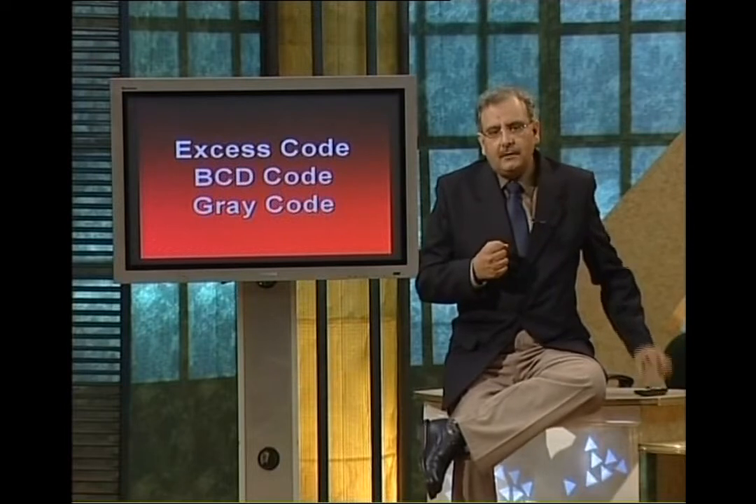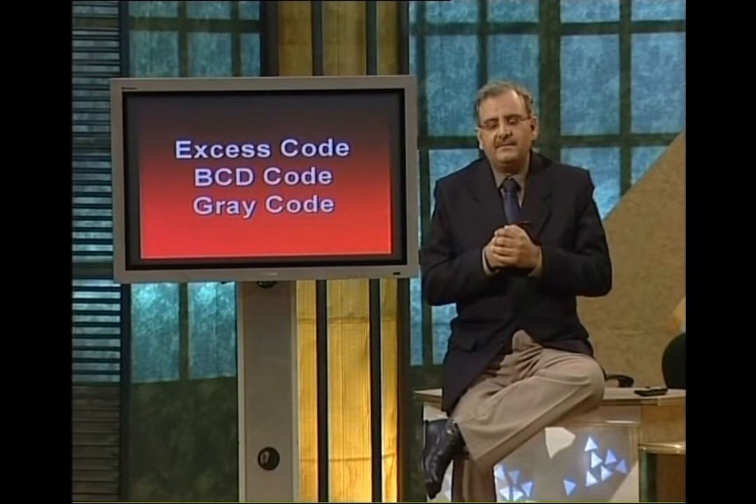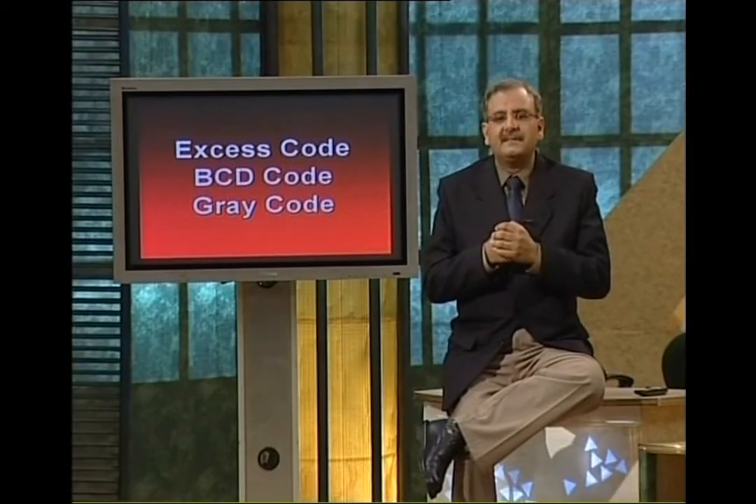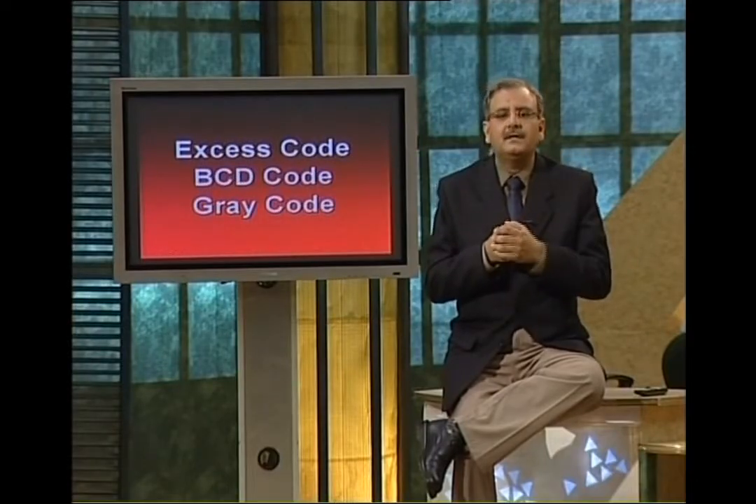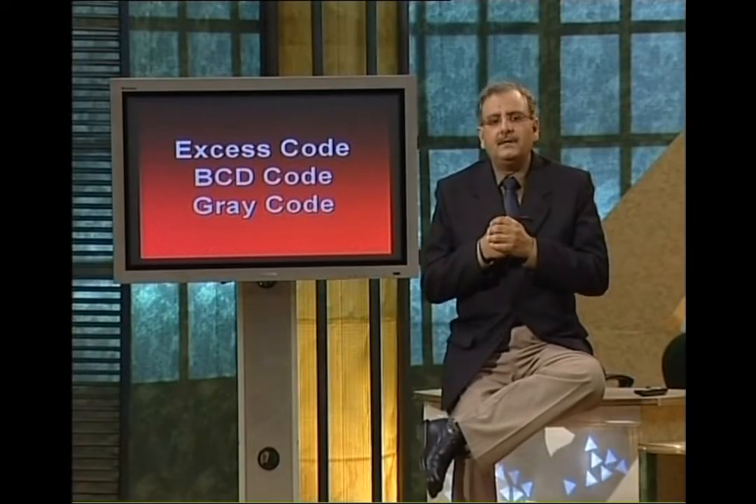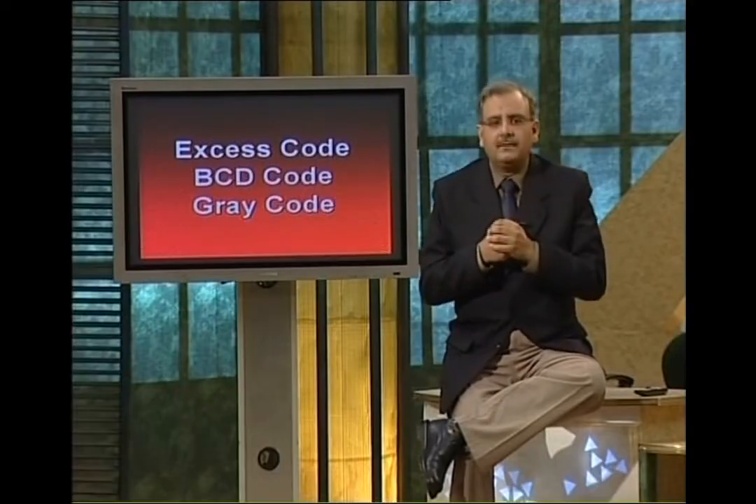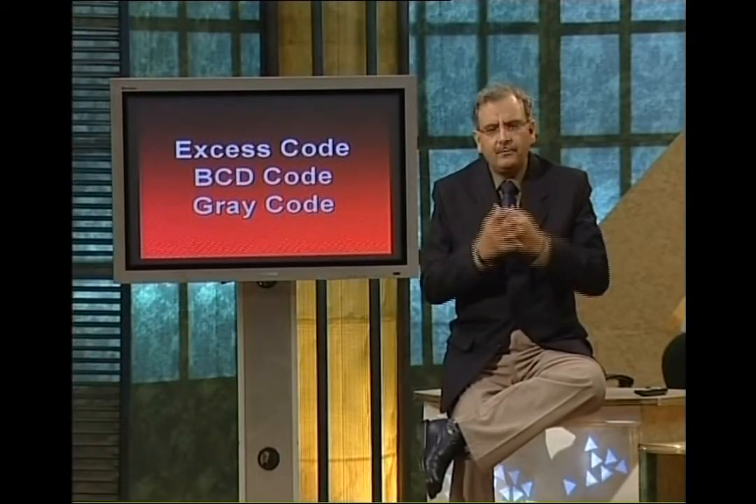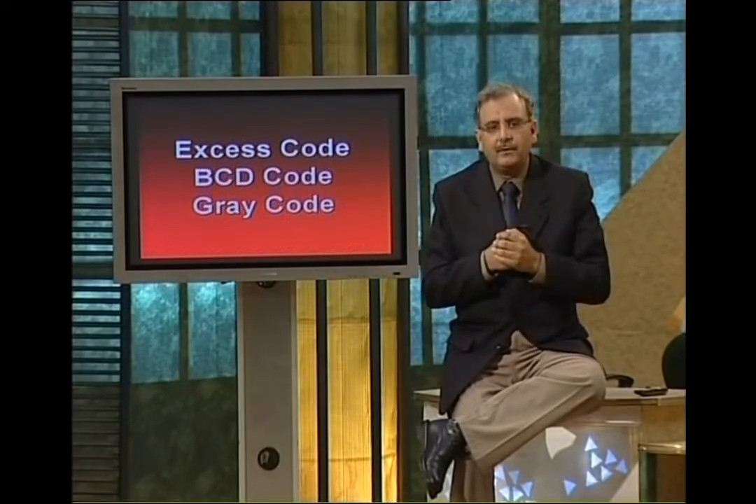The alternate methods which we would be discussing: the first method is the excess code. The second method is the BCD code, and the third alternate way of representing binary numbers is the gray code. What is the excess code? Excess code, or biased code, is used by floating point numbers. Why did we use the biased number or the code with the floating point numbers?